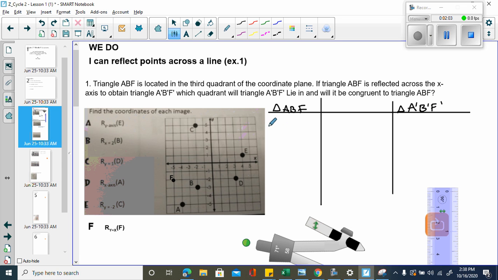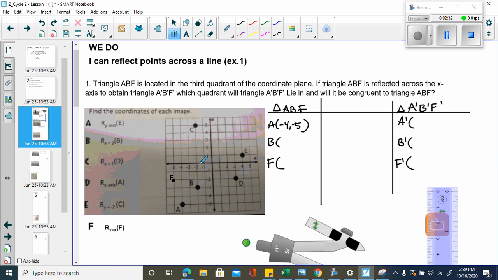So I need the coordinates for point A, for point B, and for point F. And then I need the coordinates for point A prime, point B prime, and point F prime. For point A, I can read it off the graph. So I'll go left 4 and down 5. So that's -4, comma -5.